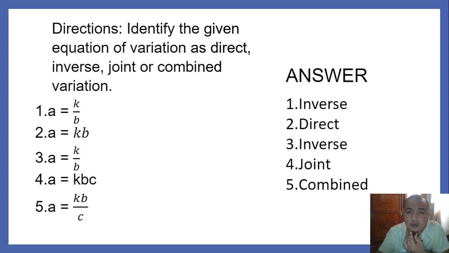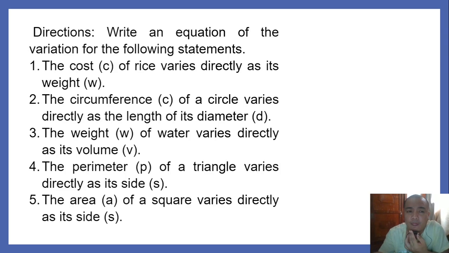I think you can now differentiate direct, inverse, joint, and combined variation. Now, write an equation of the variation for the following statements. The cost C of a price varies directly as its weight. What is your equation? C is equal to KW. Since it is direct, C equals KW.